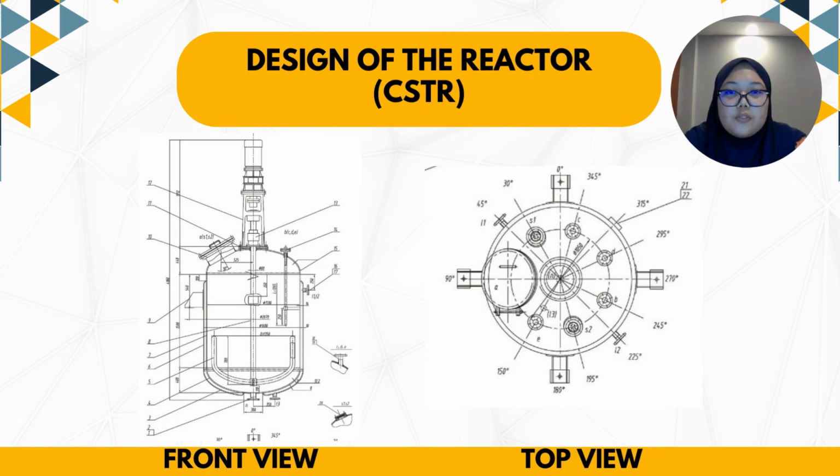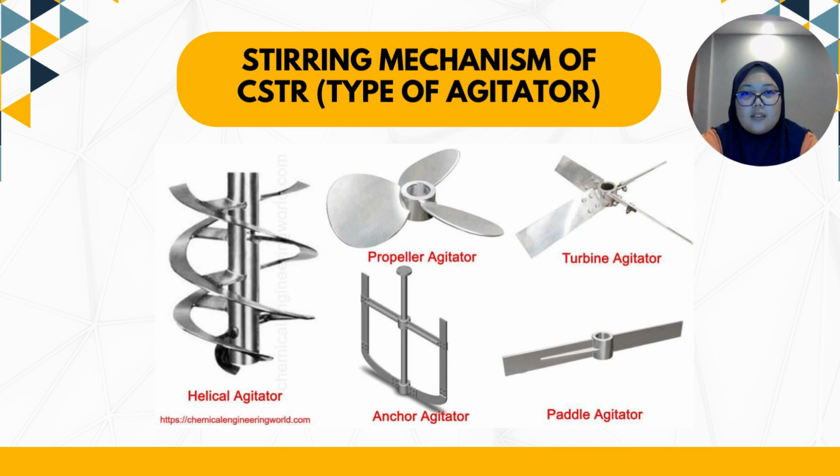So this is the drawing design of the reactor, which is the CSTR we chose. The left one is the front view and the right one is the top view. Steering mechanism of CSTR. This is the type of agitator. There are a lot of types of agitator, but these are a few kinds that can be used in CSTR. First, helical agitator, then propeller agitator, turbine agitator, anchor agitator, and paddle agitator.